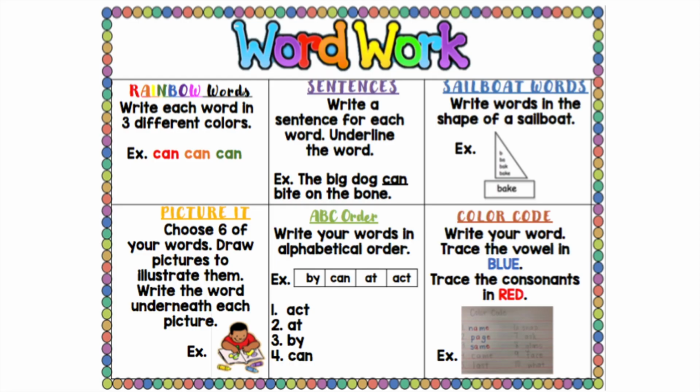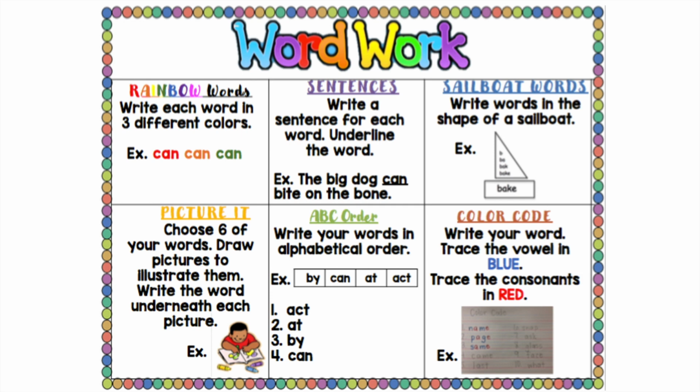Okay. Here is your word work. These are activities that you will be using throughout the week with your spelling words. You could choose any of them, but you have to make sure you choose one per day. So for example, you could choose rainbow words, where you will write each word in 3 different colors. Like in the example, the word can was written in red, orange, and green.